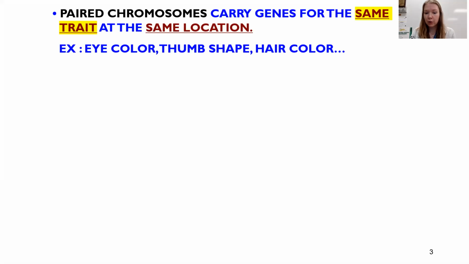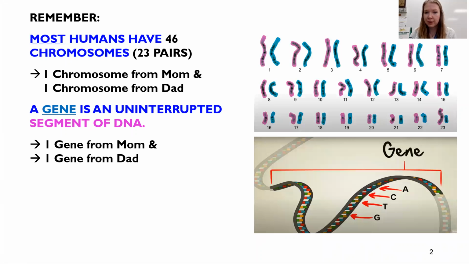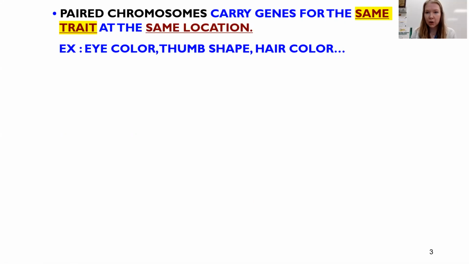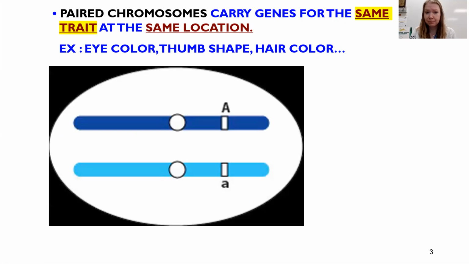Now, paired chromosomes, if you go back to the previous slide, these are a pair of chromosomes right here. And you have one from your mom and one from your dad. That's a pair. So paired chromosomes carry genes for the same traits at the same location. And so these genes would be your eye color, thumb shape, hair color, etc.